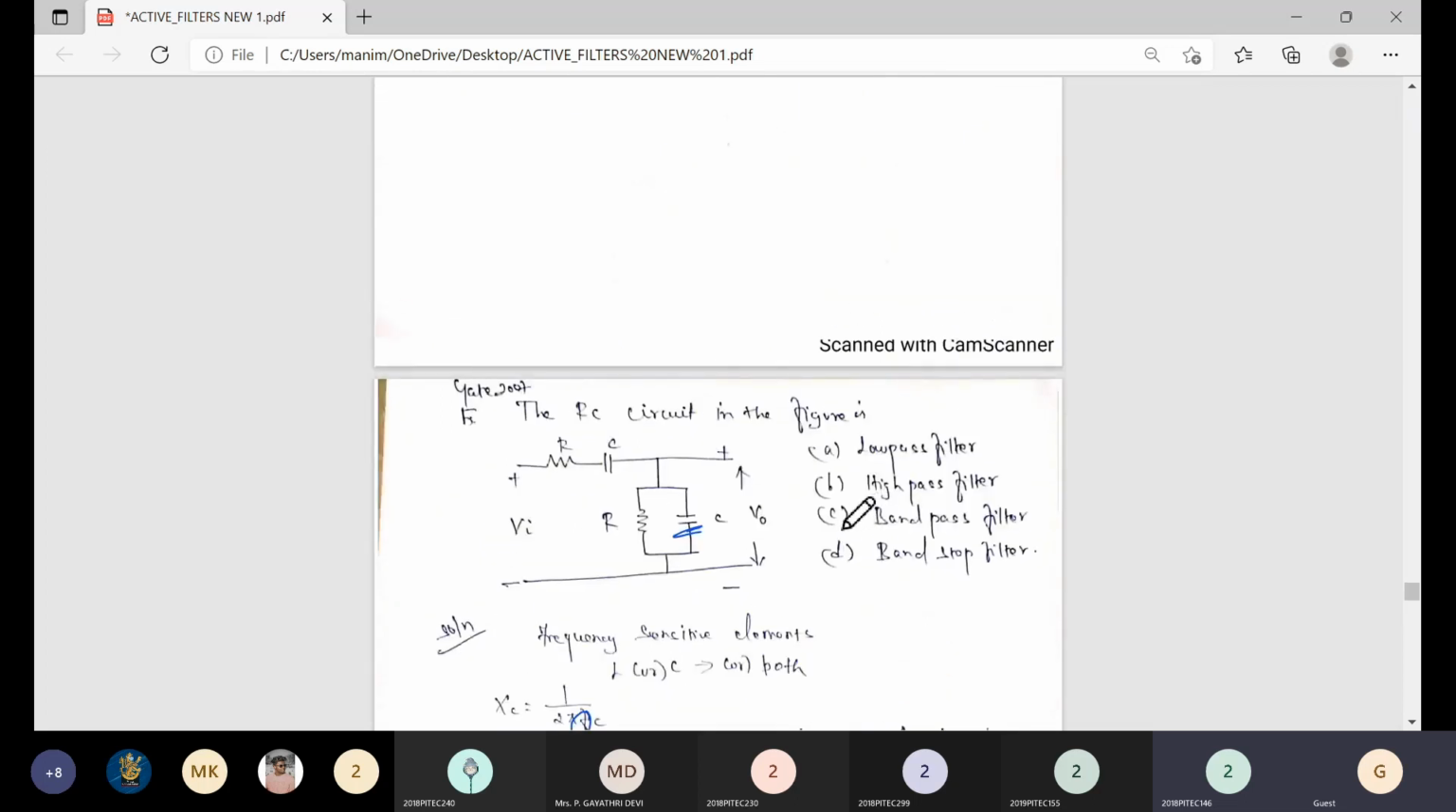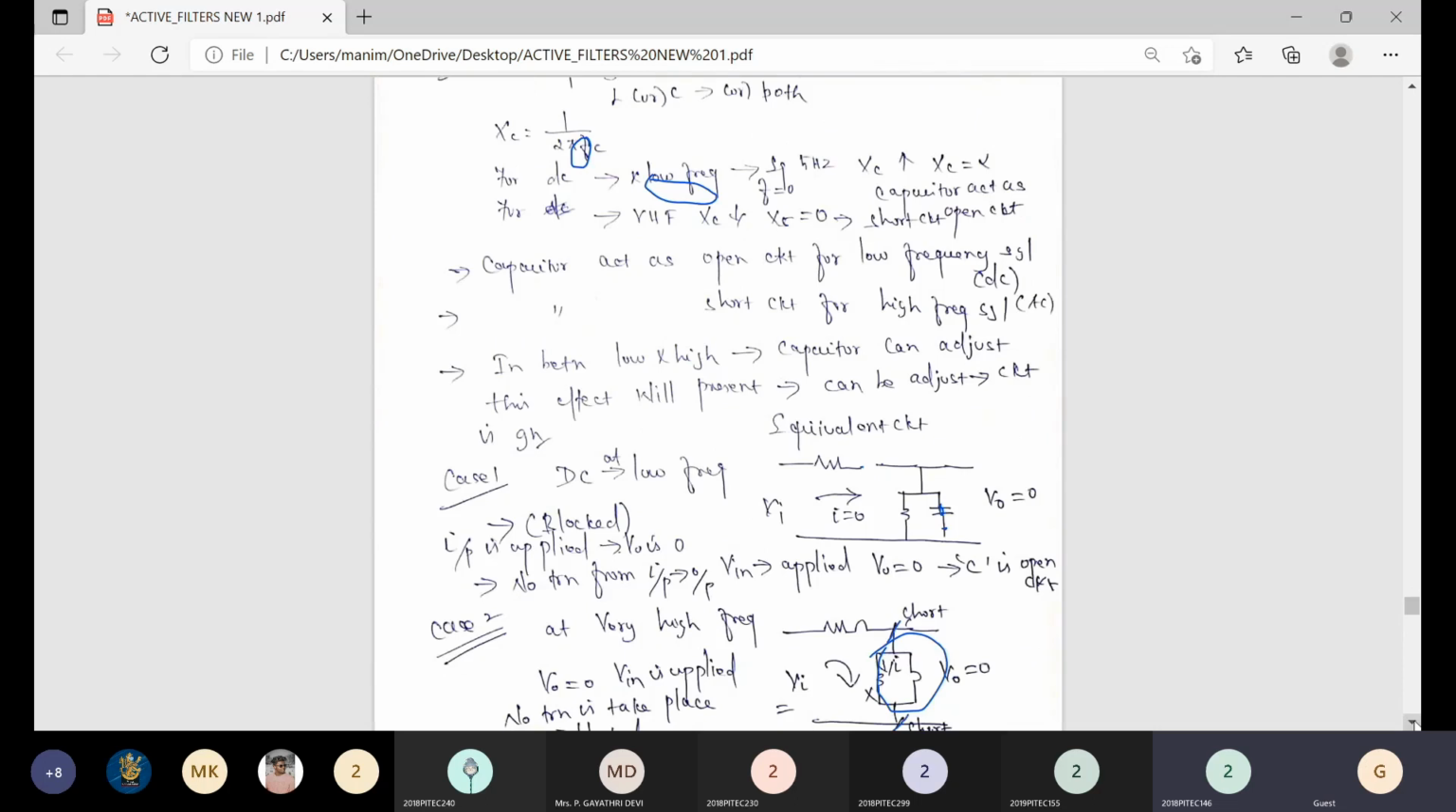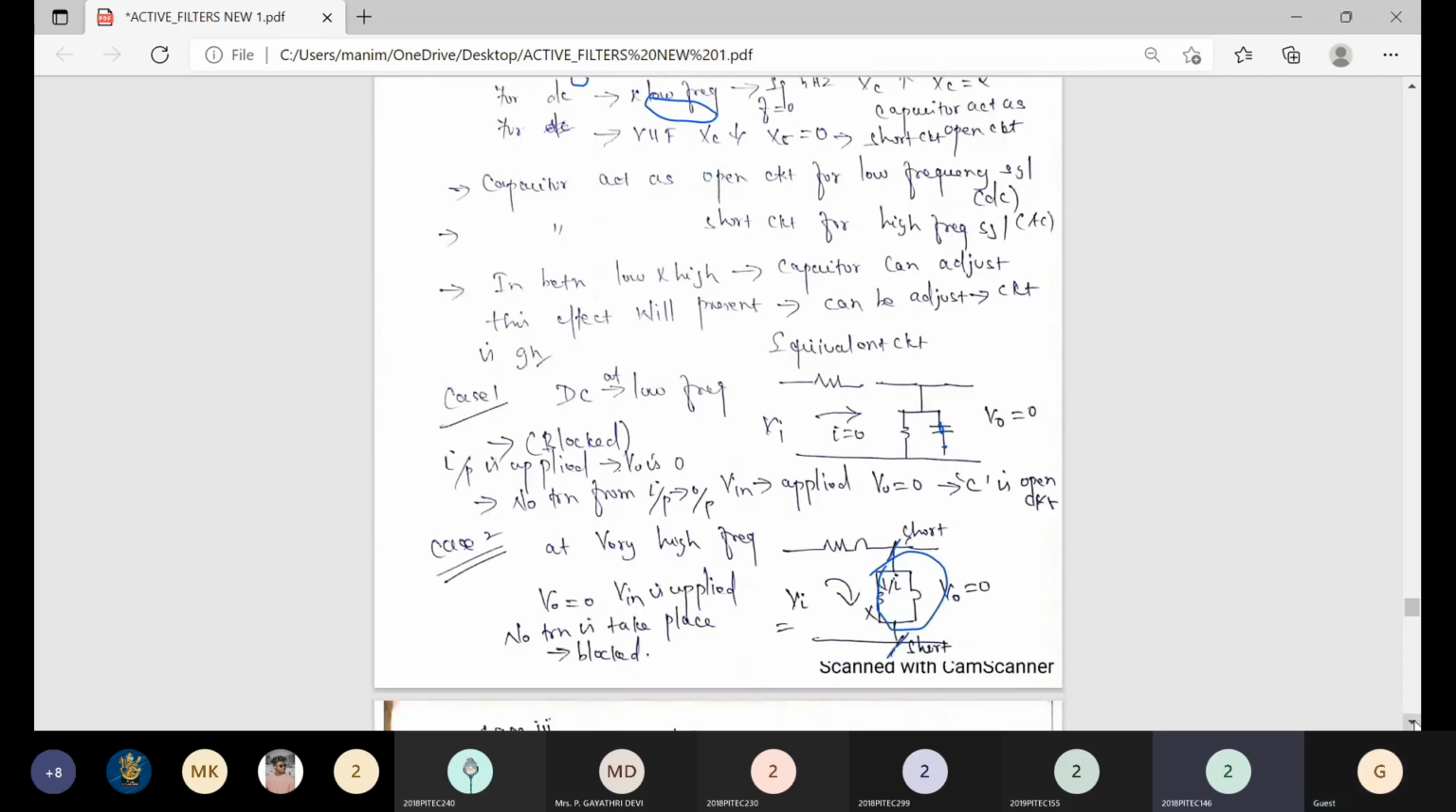So we should substitute the frequency values, the minimum and maximum frequency and then the mid frequency value. So here the option is option C. In mid frequency, it is the band pass filter. Is it clear? Band pass filter.